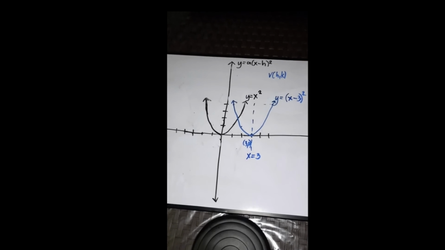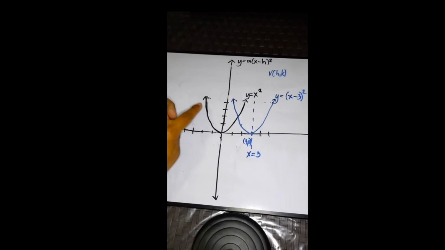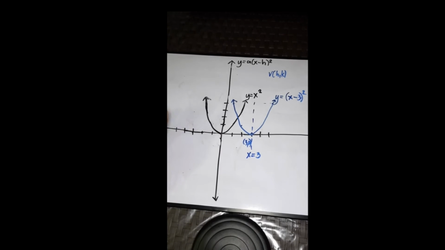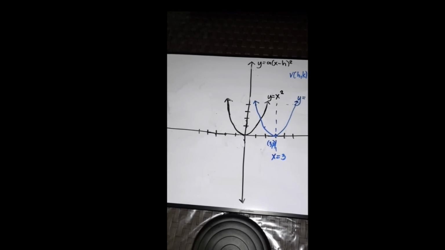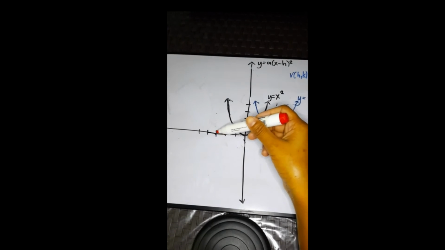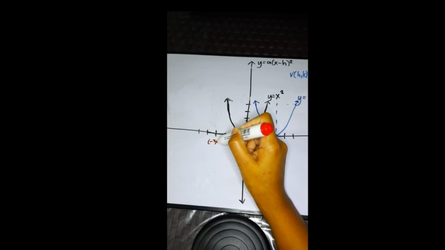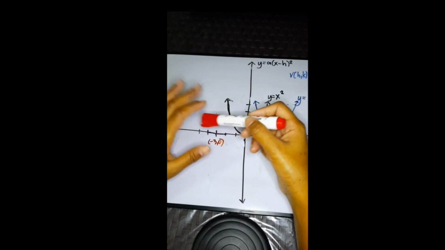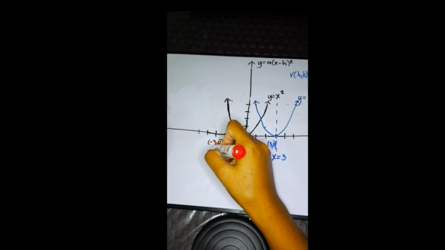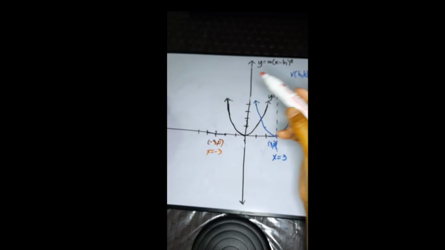Okay? Next, if we are going to shift y is equal to x squared 3 units to the left, so we are going to count 3 units to the left. So, papunta tayo sa negative side. Okay? So, from 0, 0, we are now going to have our vertex at 1, 2, 3. Negative 3, 0. Okay? So, ang axis of symmetry natin is already at x is equal to negative 3. Okay?